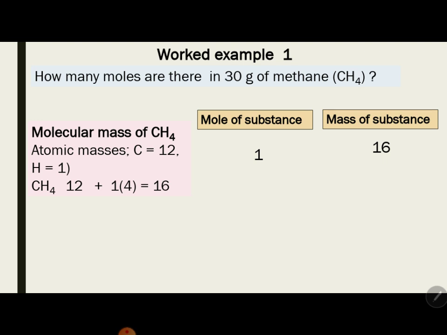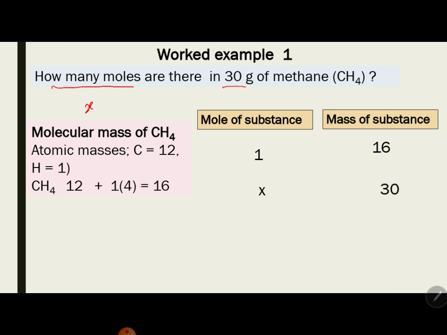For the second line of data you have to take the values from the question. How many moles? It means moles are unknown, so use x for the unknown quantity, which is mole in this case. So write x in the first column and the mass of the substance is given, 30 grams. So write 30 in the second column. Now your data is complete.